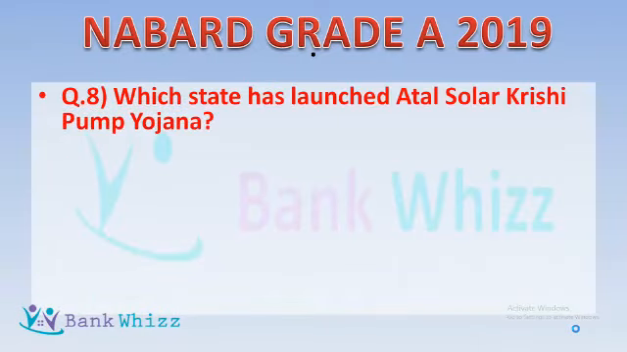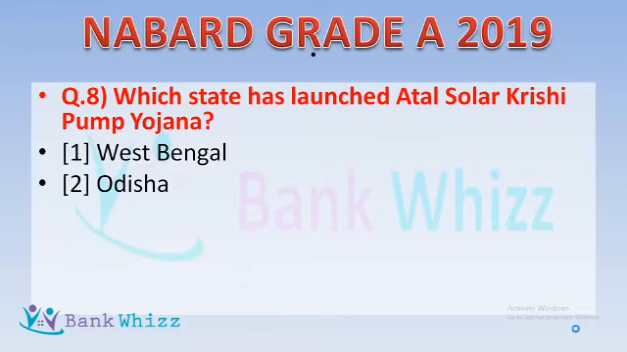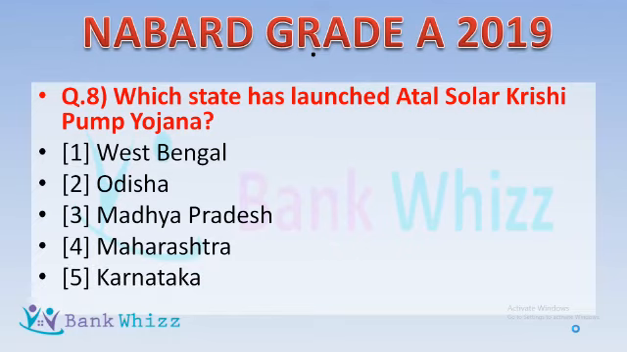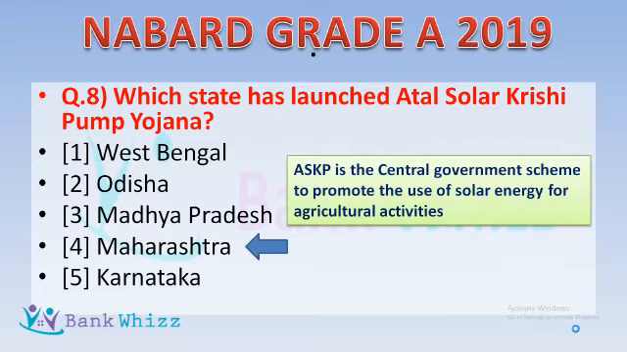Now, let's have a look at the next one. Which state has launched Atal Solar Krishi Pump Yojana? The first one is West Bengal. The second is Odisha. The third is Madhya Pradesh. The fourth is Maharashtra. And the fifth is Karnataka. The answer is Maharashtra. Friends, Atal Solar Krishi Pump Yojana is the central government scheme to promote the use of solar energy for agricultural activities.